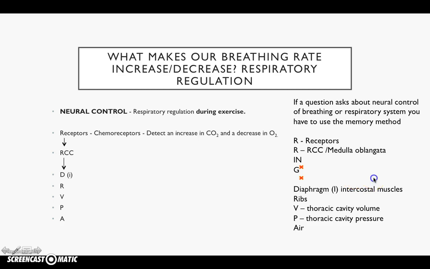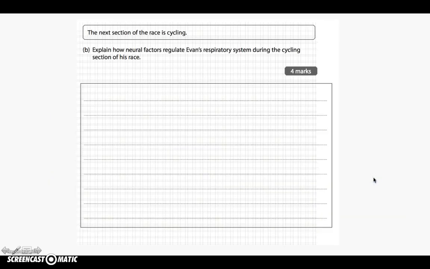So what I want you to do now is answer this question for me. Explain how neural factors regulate Evan's respiratory system during the cycling section of his race. You've got respiratory system and neural factors. Straight away, you know they're asking about chemoreceptors and mechanics of breathing. So, neural, underline it. Neural, brain, emergency. I've got to ring Dr. VPA. So give that a go and then we'll go on to it now.